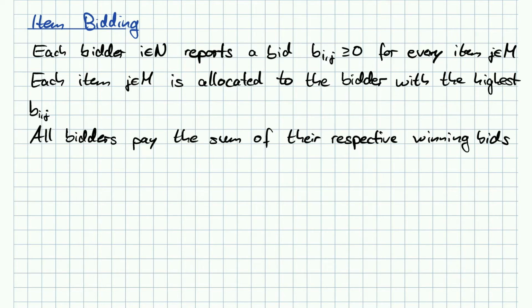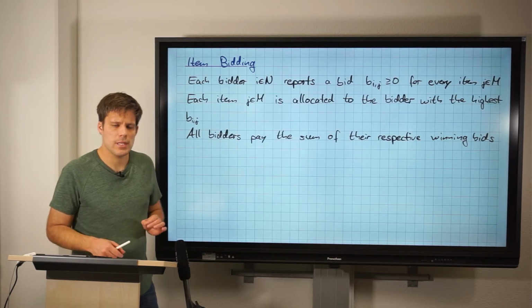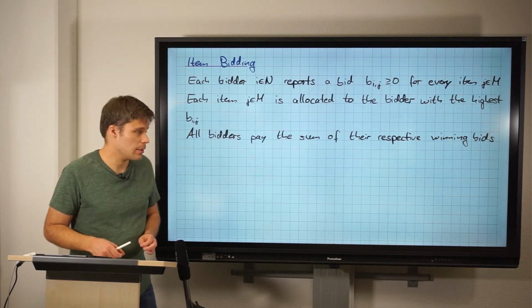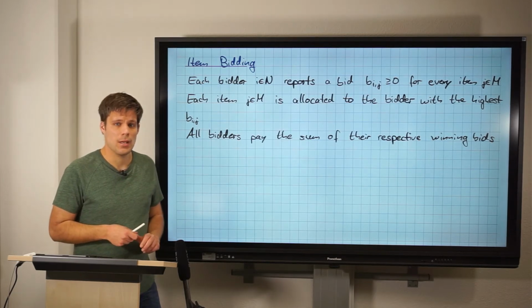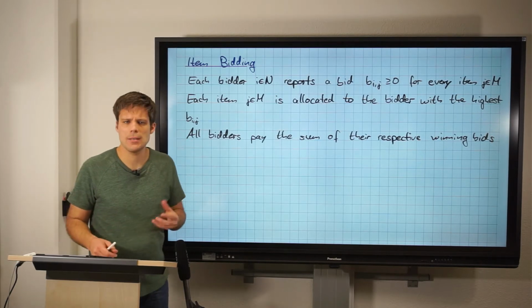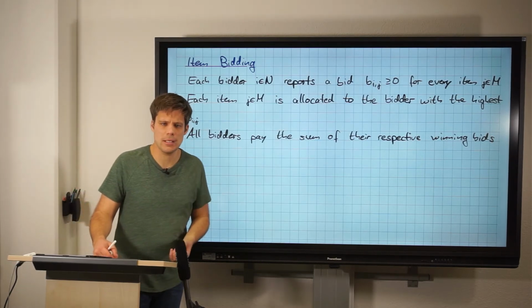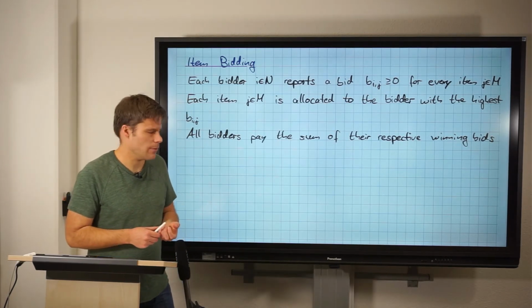So if it so happens that you now win 10 items, then you also pay for all these 10 items, and you pay your bids. Good. So this is not a truthful mechanism for many reasons. It is easy, but it is not truthful. Why is that? Well, first of all, we have this weird payment rule, which even for a single item would be a first price auction, which we know is not truthful.